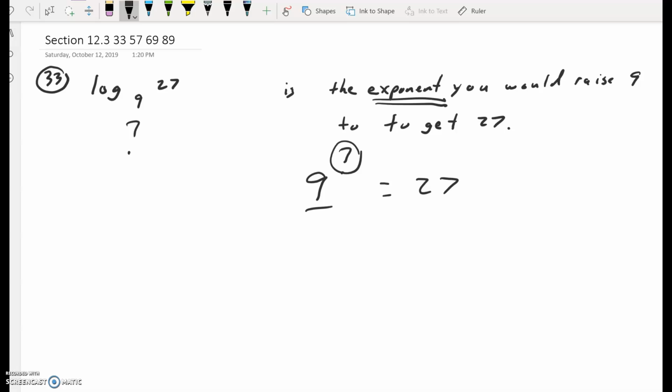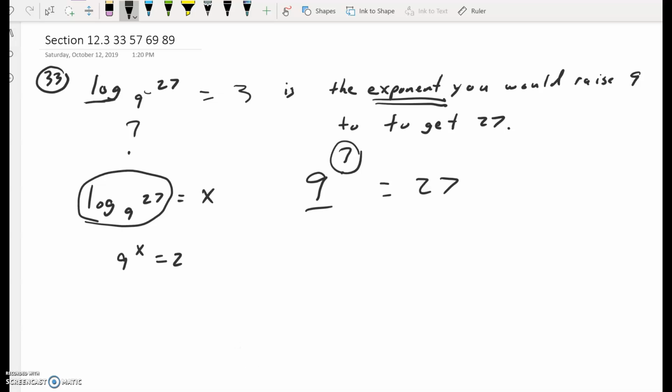It's 3. So this is kind of telling you this is the number that goes right there. It's the power you're going to raise this base to get up to 27. So this thing's 3. A clever, fancier way of doing the same thing is to say, okay, I want to know what this is, so I'll just call it something like X. Instead of question mark, just call this whole thing X. But what does X do? Well, it's that power that you would raise 9 to get 27.